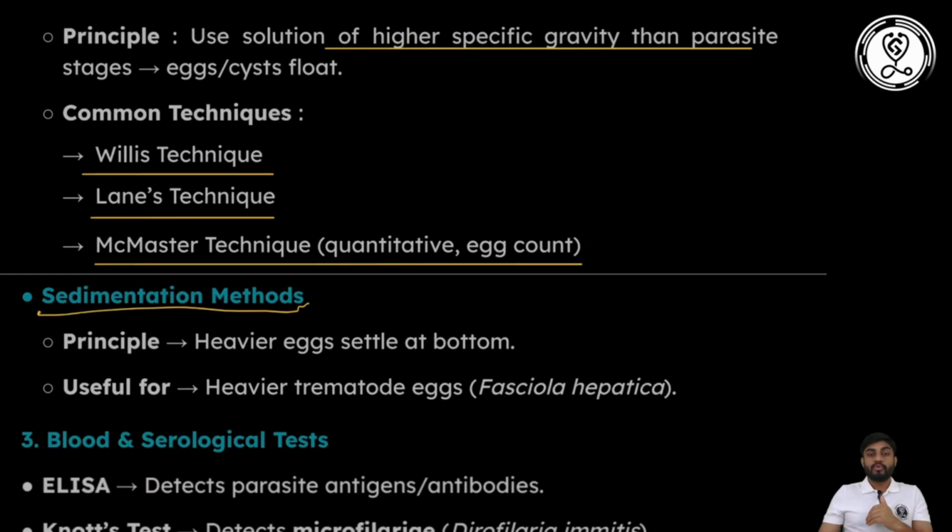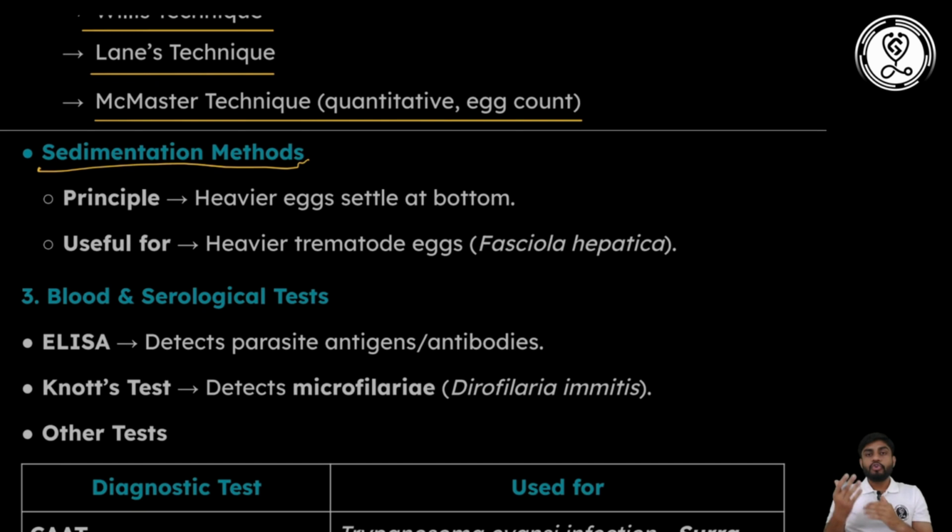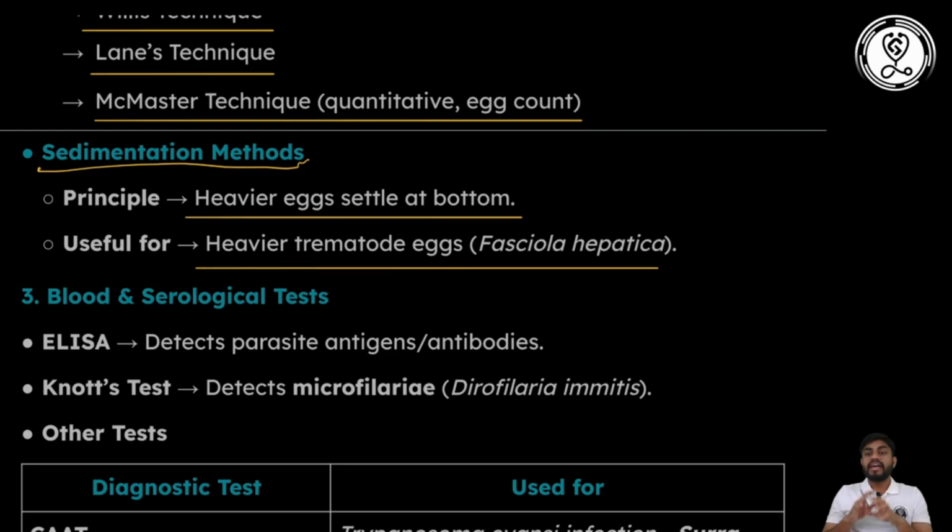Reverse to that, suppose you assume the eggs may be of higher specific gravity. At that time you use a solution of lighter specific gravity, so the heavier eggs will settle at the bottom and the solution will go upside. This is used for the heavier trematode eggs like Fasciola hepatica, which produce giant eggs. At that time we can use the sedimentation technique.